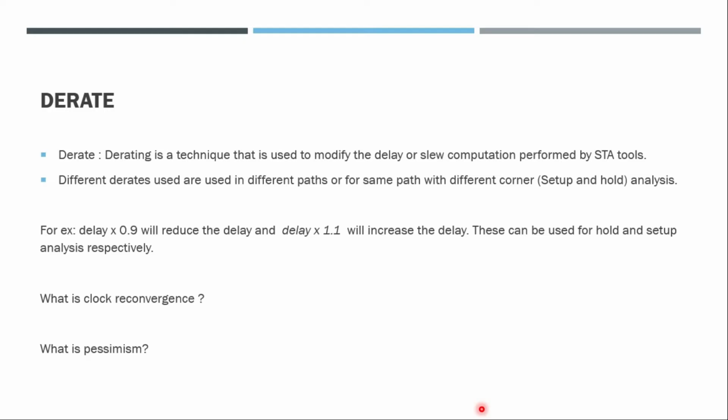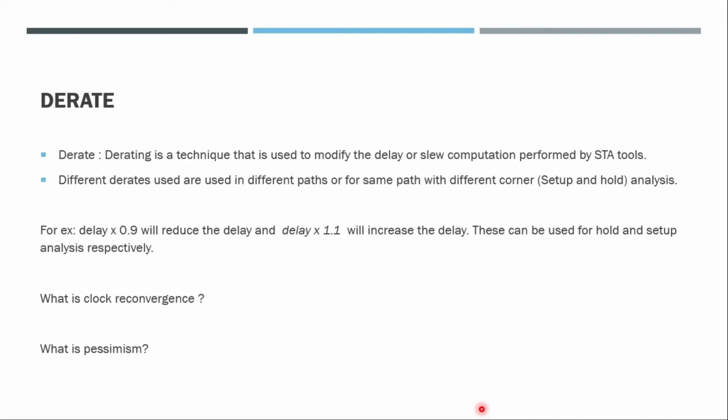Before going to CRPR, we will try to understand the term derate. What does this derate mean? Derating is a technique that is used to modify the delay or slew computation performed by STA tools. The tool calculates the delay based on the capacitance and resistance values, but on top of that, due to different conditions and environments such as on-chip variations and PVT corners, it may have to be modified in such a way that it adjusts to those conditions, or derated again. So this is kind of a modeling technique.